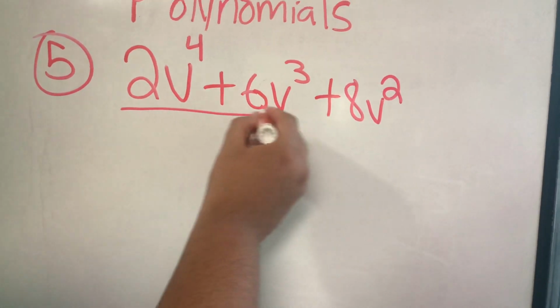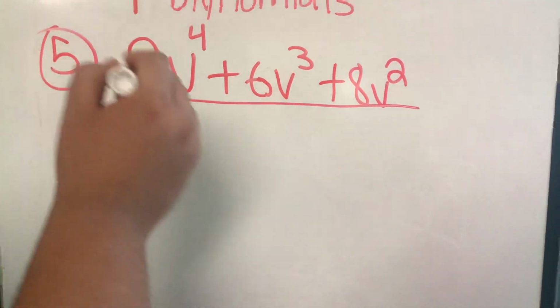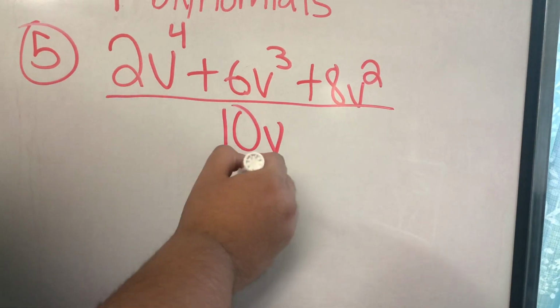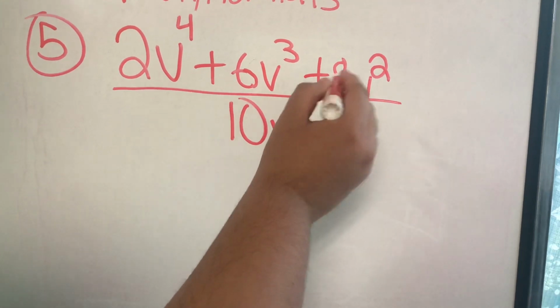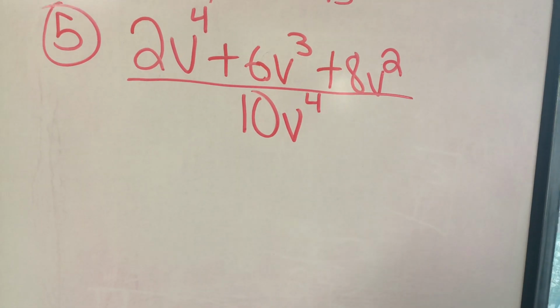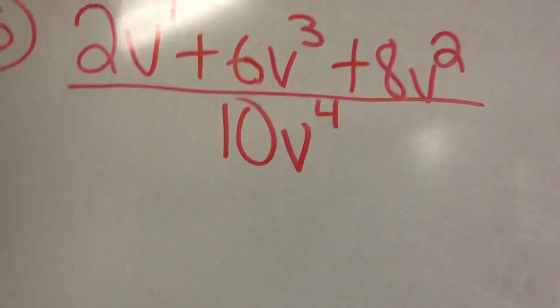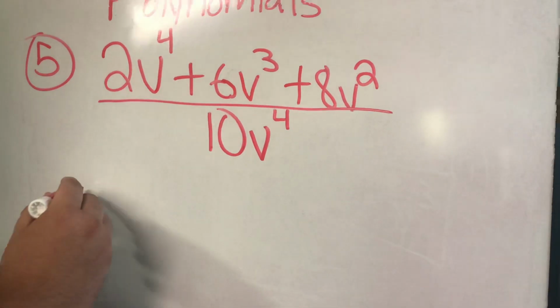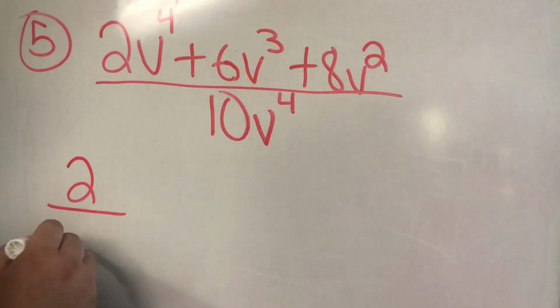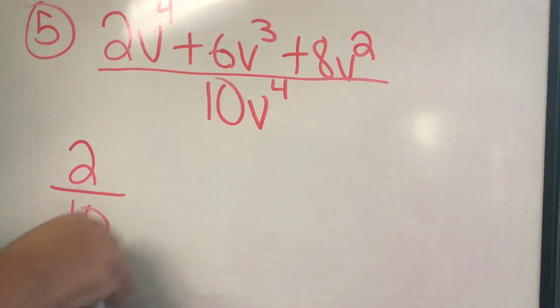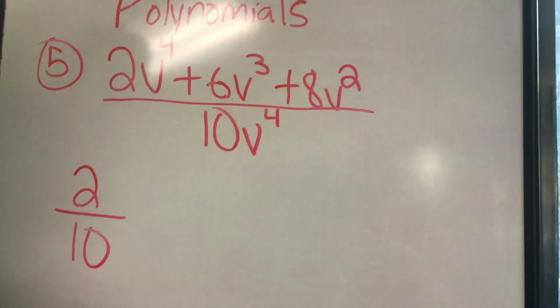And all that is being divided by, ooh, here's a good one, 10v4. So get ready for this one, guys, because we're going to be reducing. So 2 divided by 10, is that possible? No, it's not. So I'm going to write 2 and 10. Now 4 minus 4, that's 0, so they cancel.